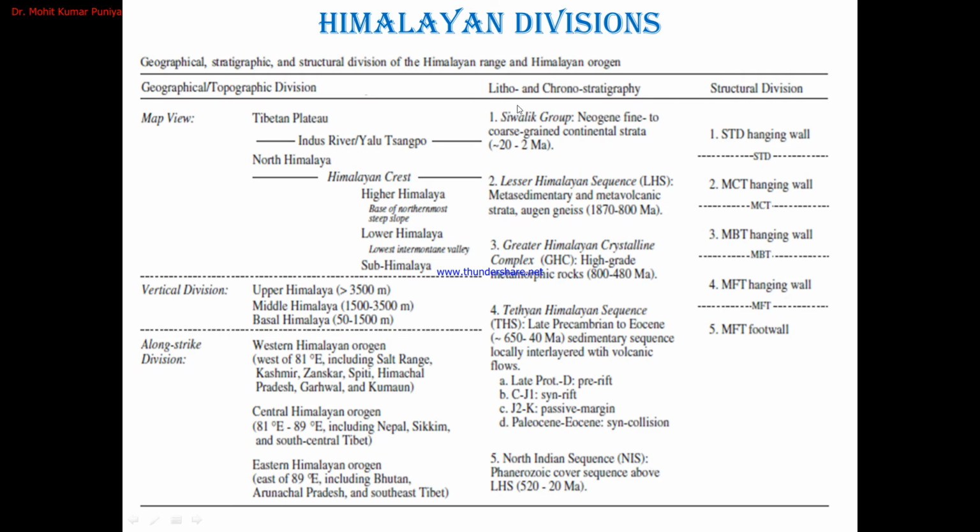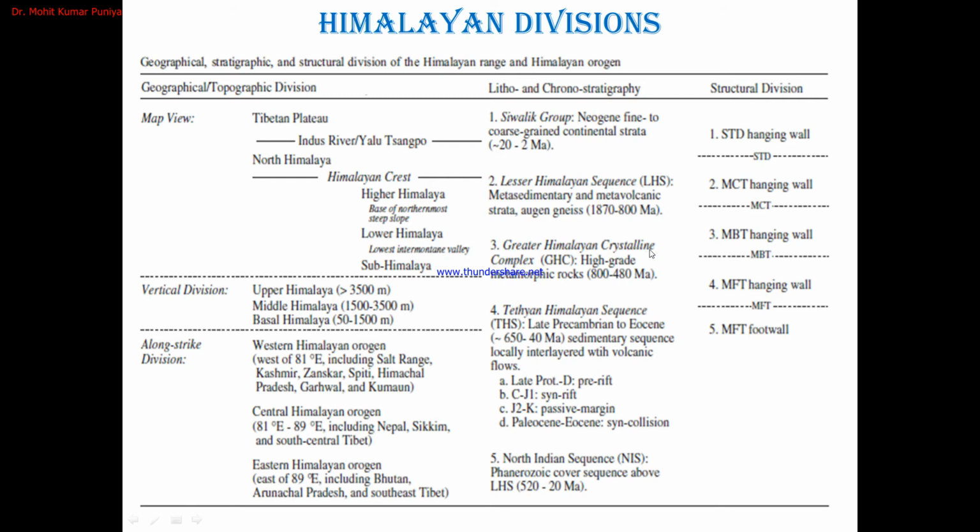Then we come to the litho and chronostratigraphic division of the Himalaya. So litho and chronostratigraphically we can divide it into 5 parts from base to the top. This is the younging direction, this is the oldest direction. So the base is the Phanerozoic cover sequence above the Lesser Himalayan sequence, that is 520 to 20 million years. Then we have the Tethys Himalayan sequence, late Precambrian to Eocene, and in the Tethyan Himalayan sequence we get sedimentary rock and some metamorphic rock too. And yes, we have some interlayered volcanic flows.